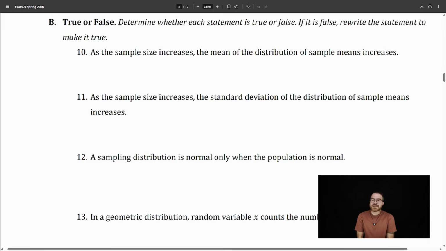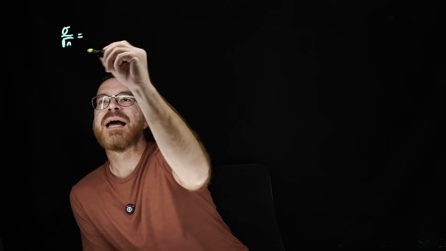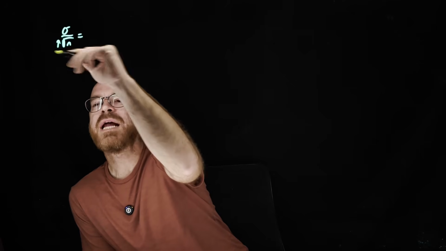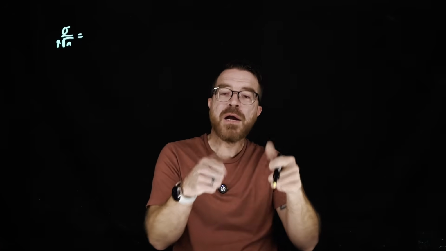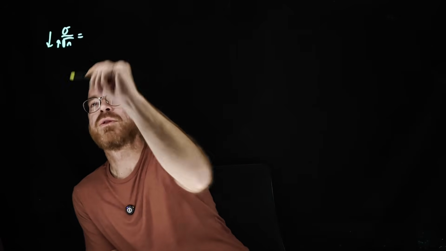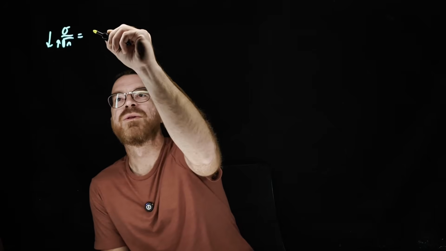Number 11, as the sample size increases, the standard deviation of the distribution of sample means increases. In this case, this is false. This is because if we look at our standard deviation of sample means, this is going to be sigma over square root of n. So this means that as my square root of n increases, what happens to the entire fraction? Well, if I have a fraction where the denominator is getting bigger, that means the entire fraction is getting smaller. So in this case, it would actually be that as the sample size increases, the standard deviation of the distribution of sample means will decrease.